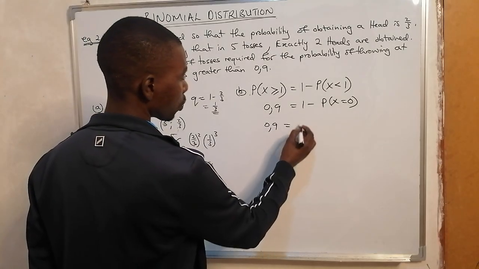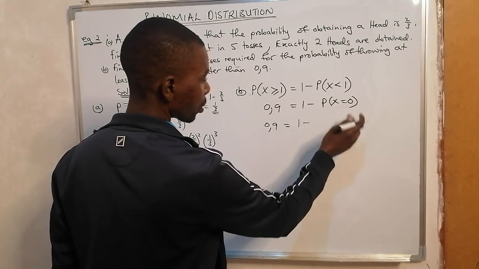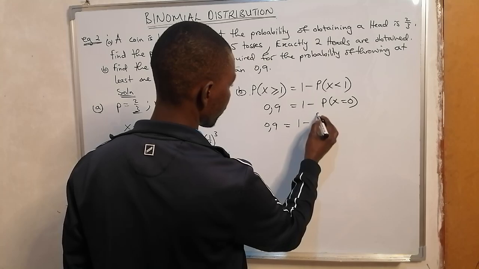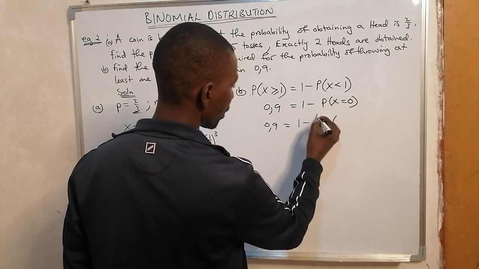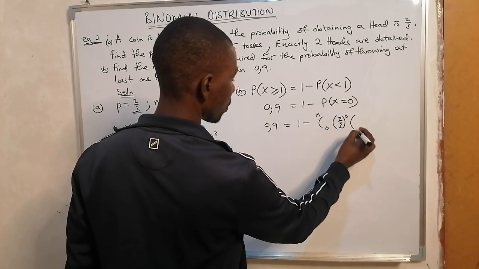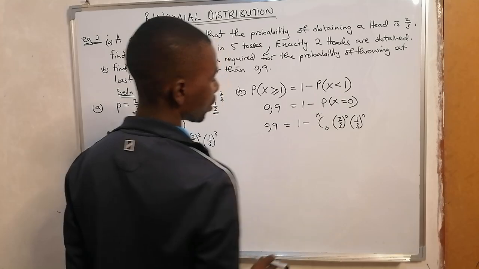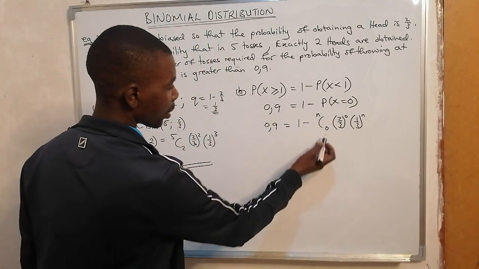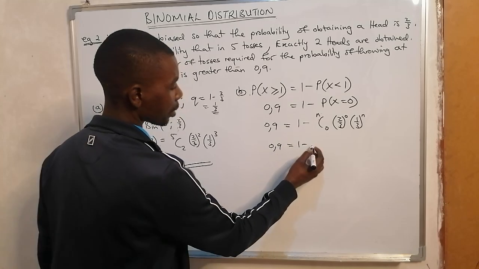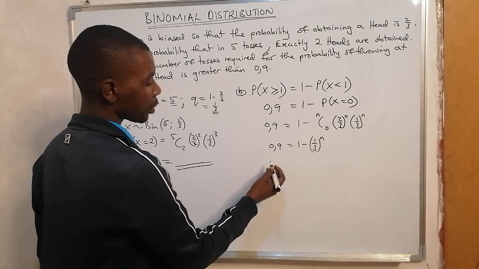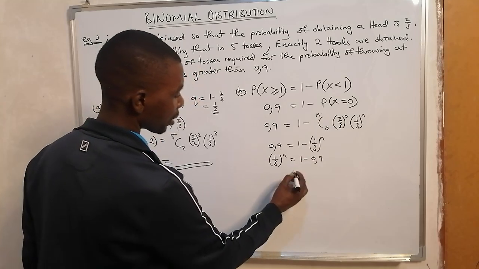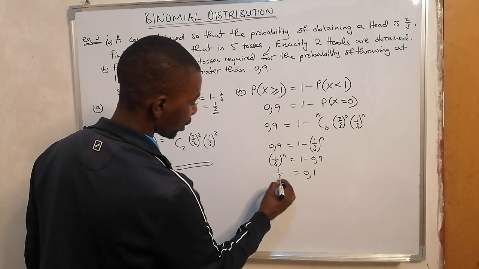Therefore, 0.9 is equal to 1 minus P of x equals 0, which is n choose 0. Oh, sorry, we want to find n. Then our probability of success 2 over 3 to the power 0 times 1 over 3 to the power n minus 0. Right? So we can rewrite this. Remember, n choose 0 is 1, and 2 over 3 to the power 0 is 1. So that will be 0.9 equals 1 minus 1 over 3 to the power n. Now we can rewrite this as 1 over 3 to the power n equals 1 minus 0.9, which is 0.1.